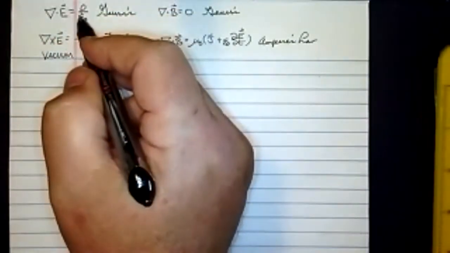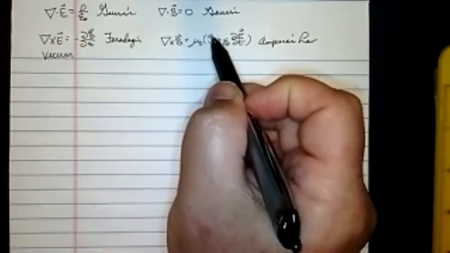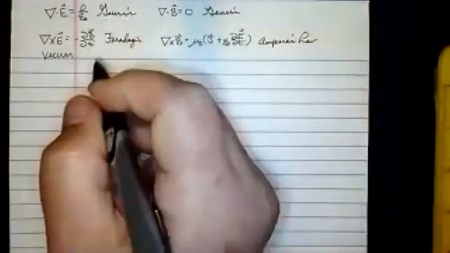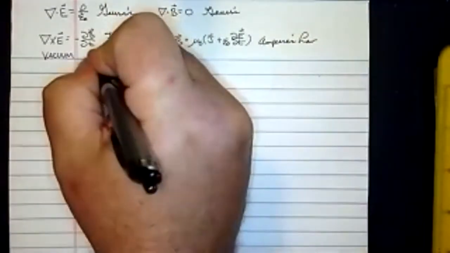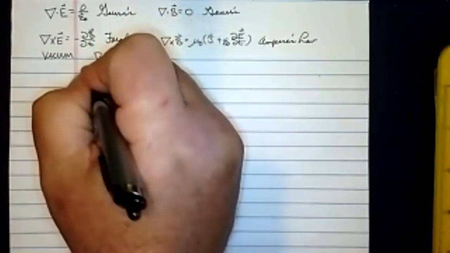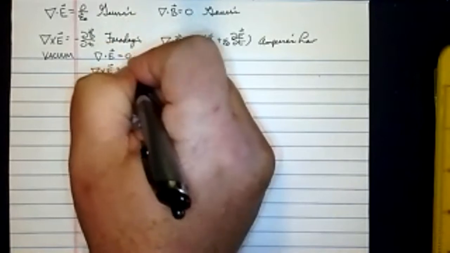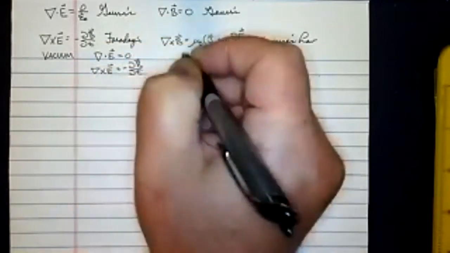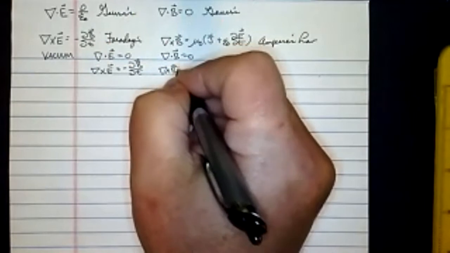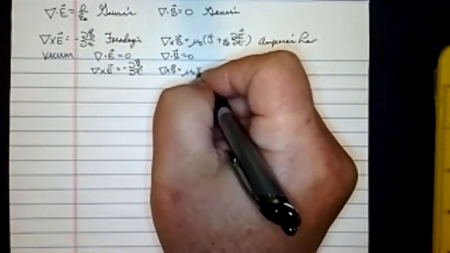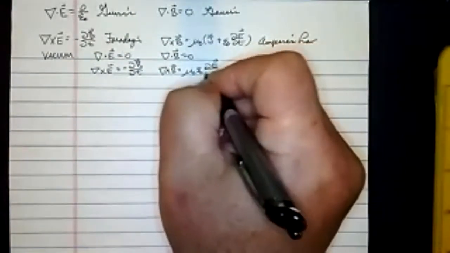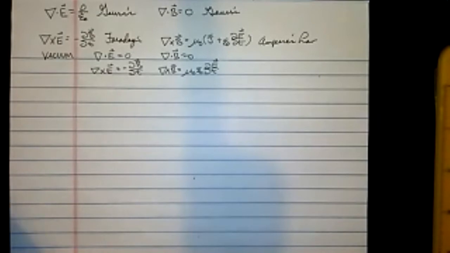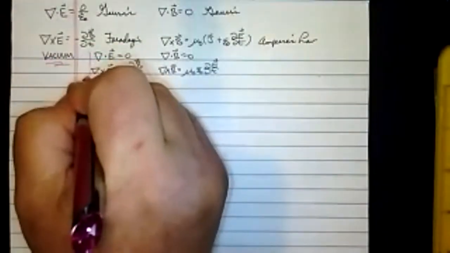Now, what we're going to do is write that again, but this time for a vacuum. So in a vacuum, basically there's no charge density and no current density. So those two terms become 0, and we get del dot E is equal to 0. Del cross E is equal to negative partial B with respect to t. Del dot B is still 0. And then del cross B is equal to mu 0 epsilon 0 partial of E with respect to t. So those are Maxwell's equations in vacuum.